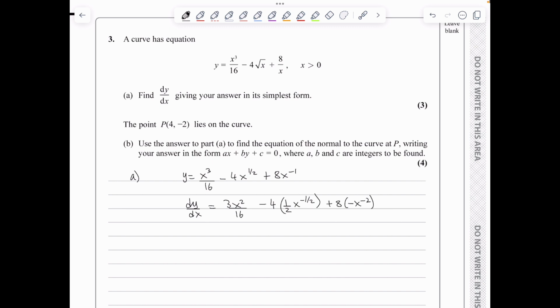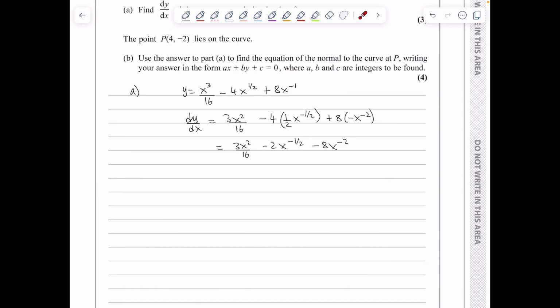which leads to 3x squared over 16 minus 2x to the minus a half minus 8x to the minus 2. In part B, we are told that the point P with coordinates (4, -2) lies on the curve, and we need to find the equation of the normal, giving our answer in the form ax + by + c = 0, with a, b, c being integers.